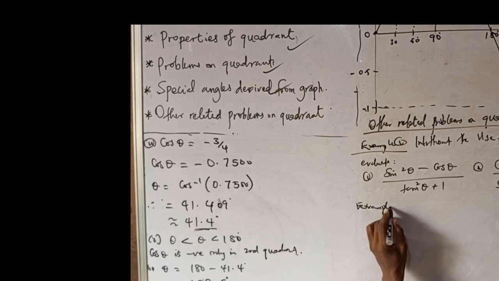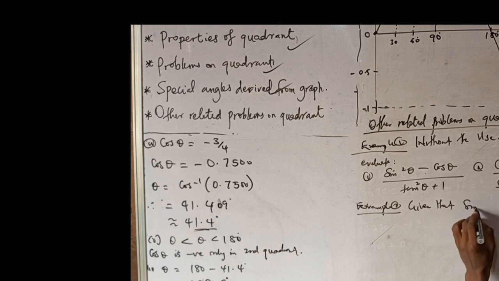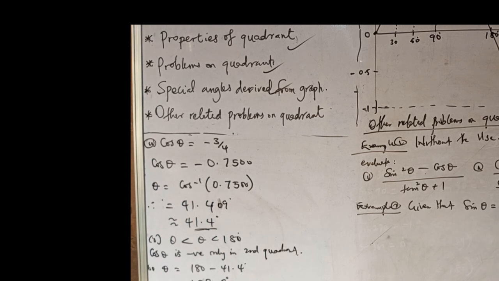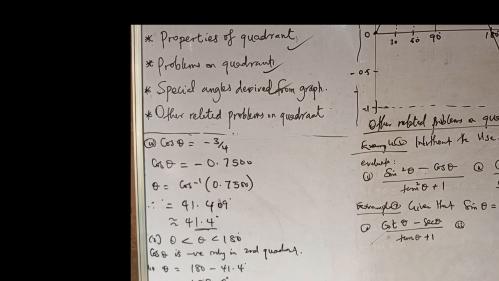Example 2. Given that sin theta is equal to 3 over 5, evaluate 1 over cot theta minus sec theta, and sin square theta minus cos square theta over sec theta, if theta is an acute angle and if theta is obtuse.